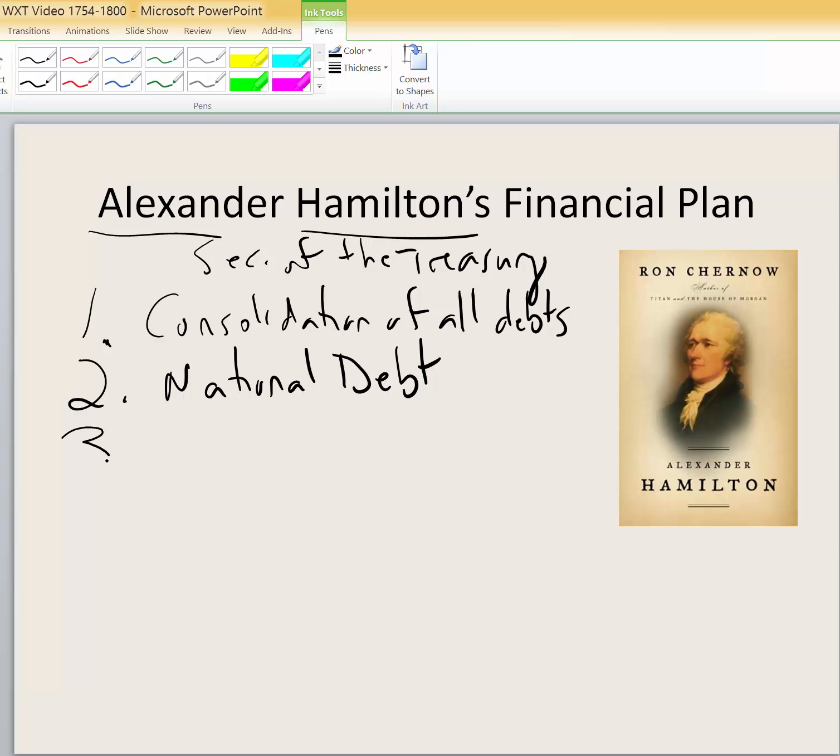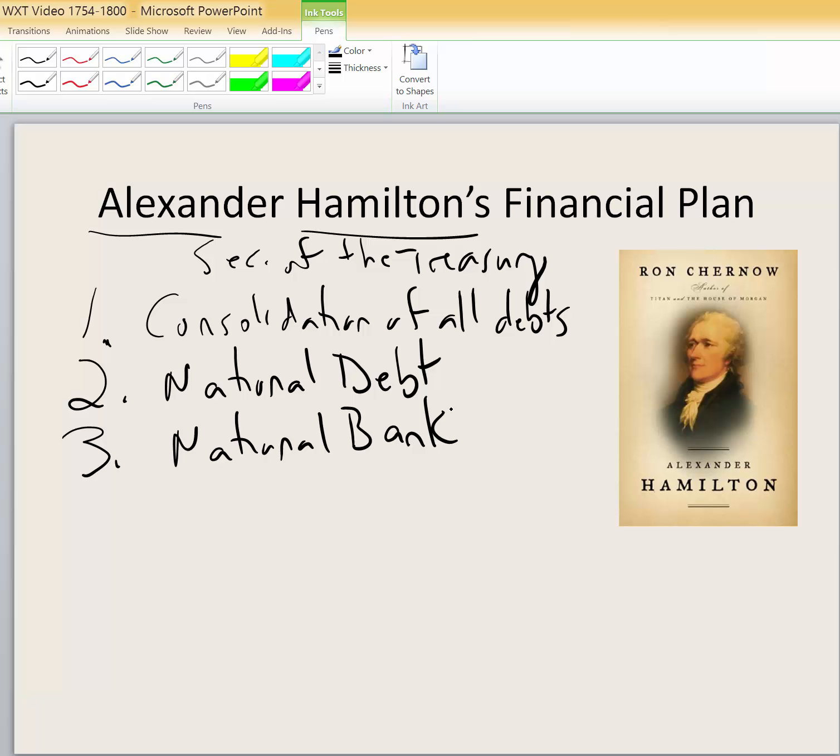All right, where are we going to put all this money? We're going to put it in a national bank that he wants to create. The national bank would be 80% private and 20% public. And the national bank will cause tremendous controversy with the Secretary of State, Thomas Jefferson, who believed that the bank could not be created because it wasn't in the Constitution. Hamilton, interpreting the Constitution loosely, said that it doesn't say we can't create a national bank.